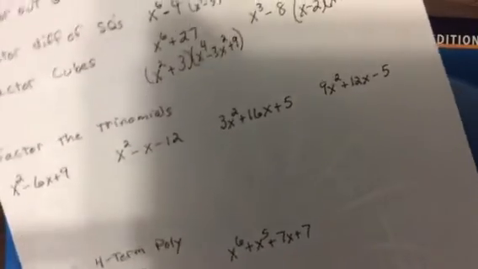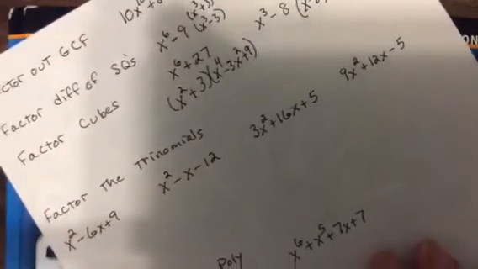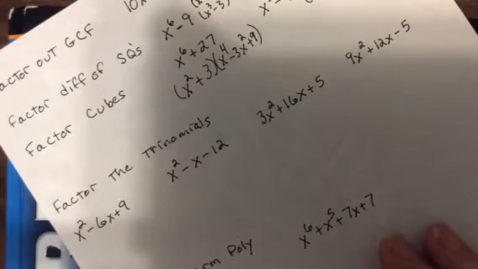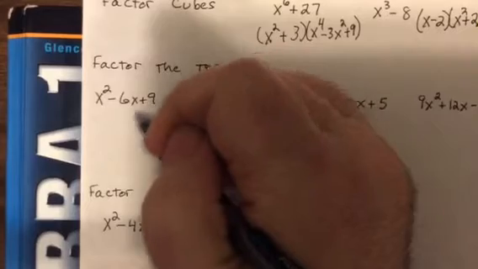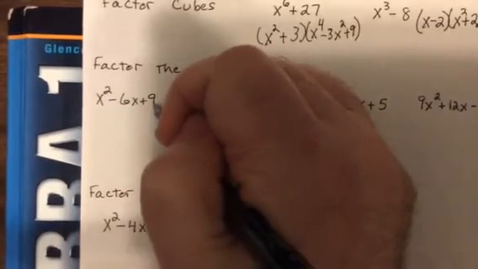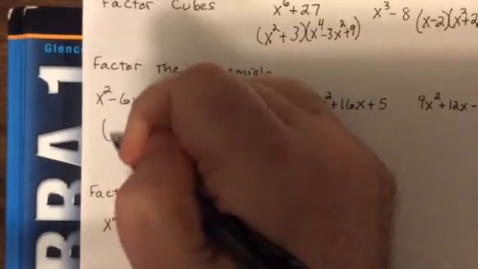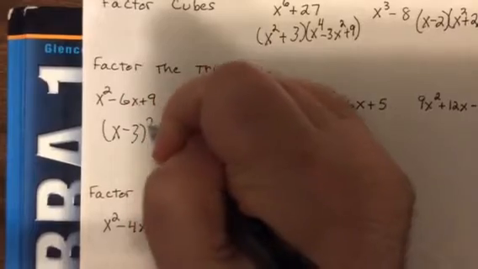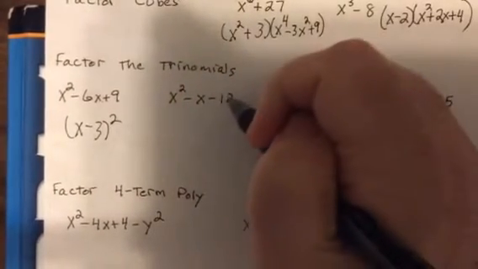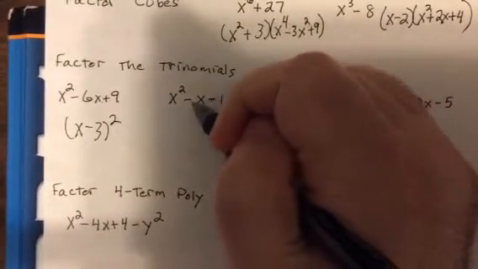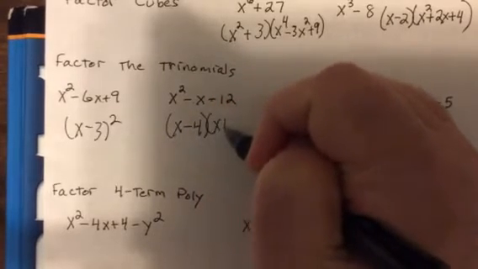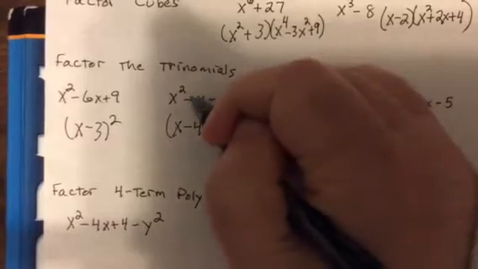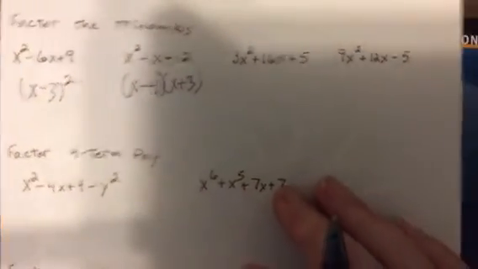Now do the trinomials. Okay, good. So this is x minus 3, x minus 3. What are the factors of 9 that add up to 6? So it'd be x minus 3 squared. This one, what are the factors of 12 that subtract to give you 1? So it'd be x minus 4, x plus 3. Largest factor always goes with the middle sign.